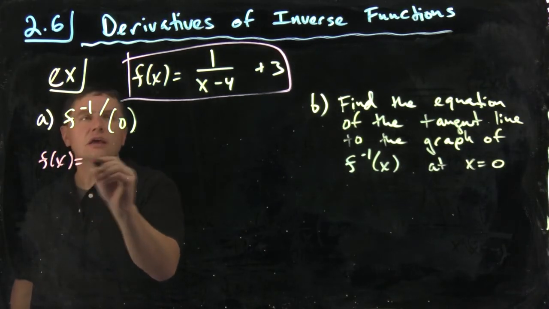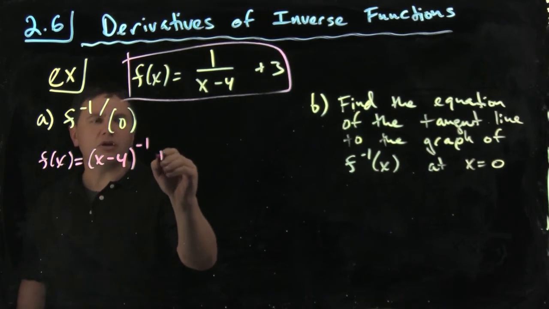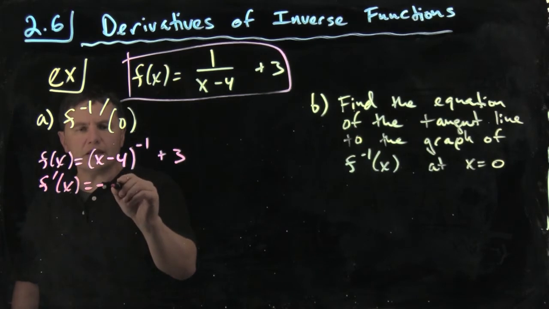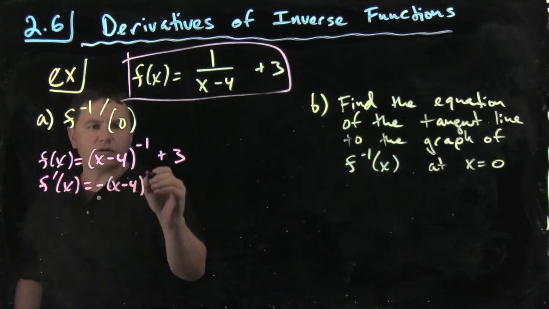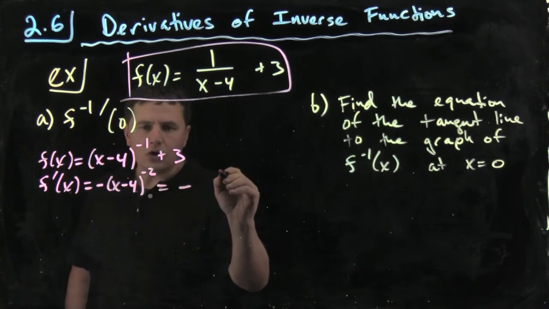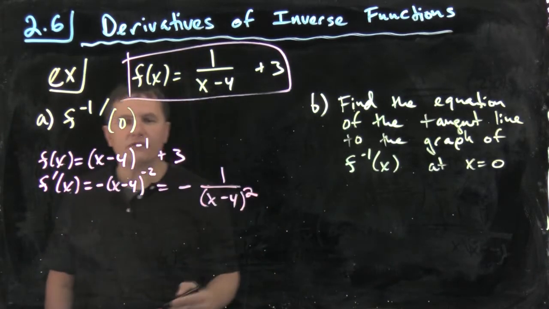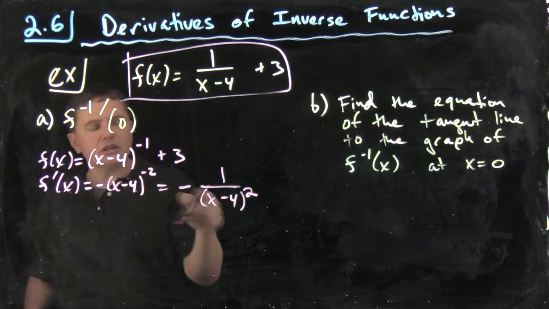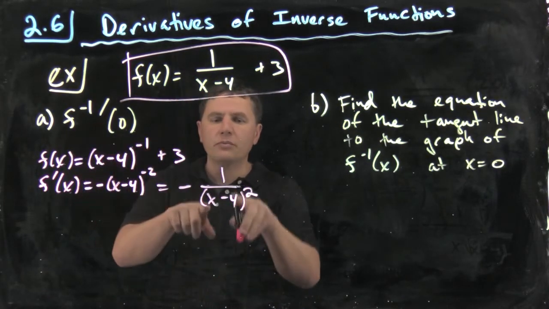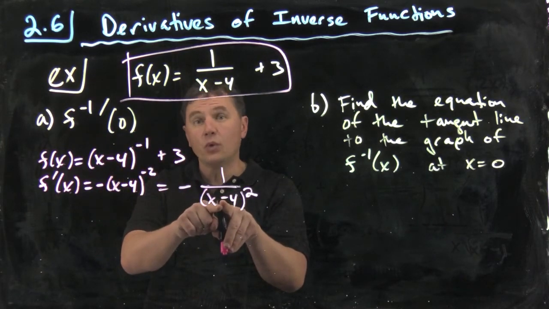So f of x is equal to (x minus 4) to the negative first plus 3. If I take the derivative of that, I get negative (x minus 4) to the negative second. And then, of course, the 3 goes to 0. So we call this negative 1 over (x minus 4) squared. So that's our derivative. I want to remind you that usually this part doesn't confuse people. The inverse will be the reciprocal of that. What does confuse people is we're not plugging 0 into this, right?